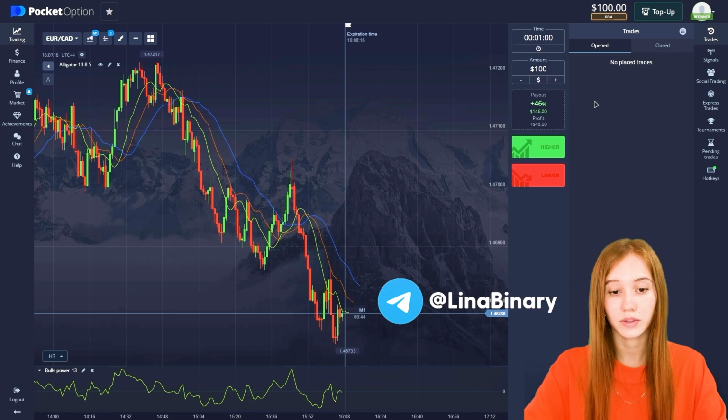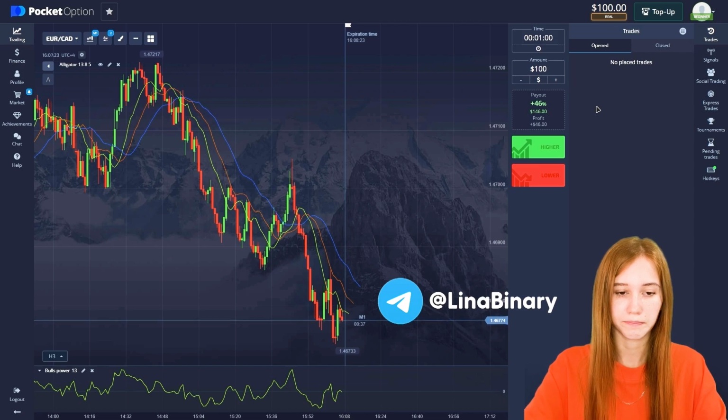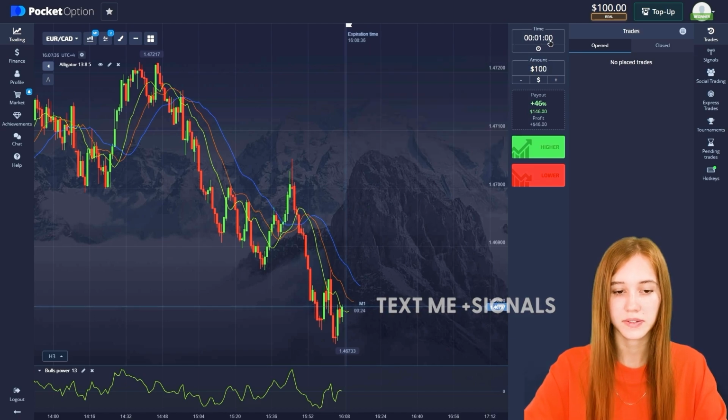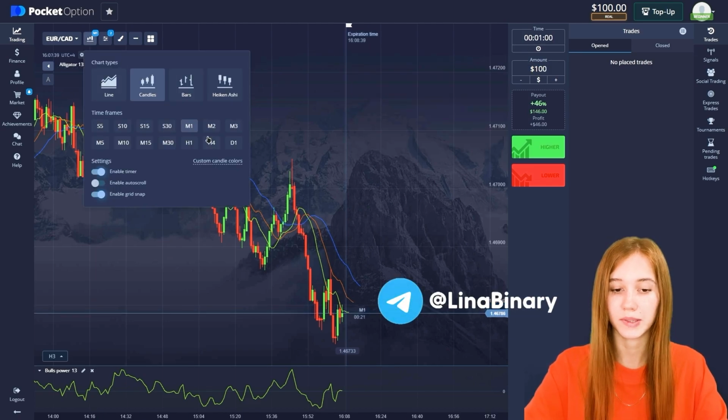So $100 is the deal amount for today. There will be minute trades. Let's start our trading. There will be minute trades as I said, therefore we include a minute time frame and candles.